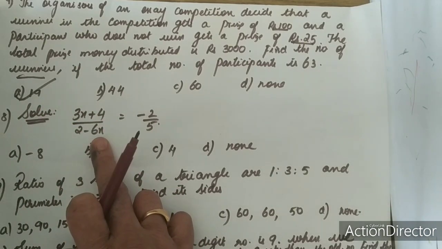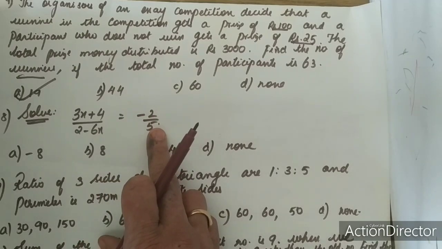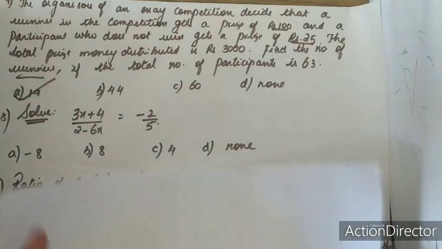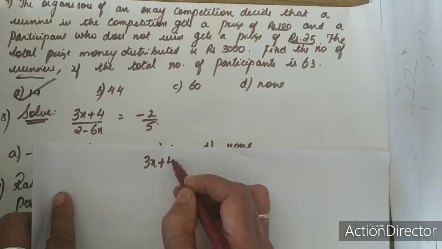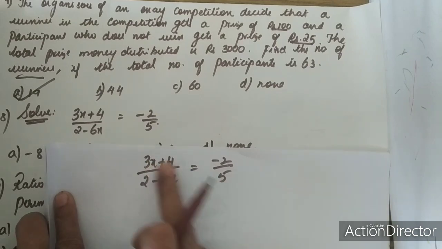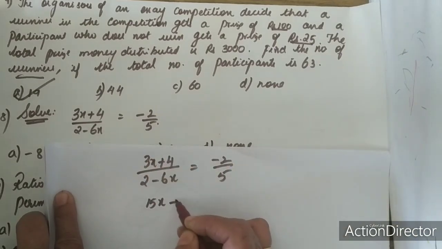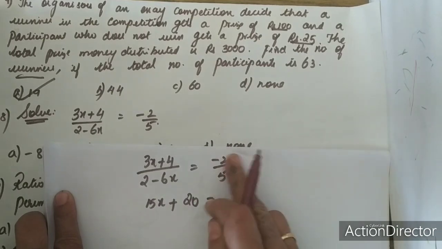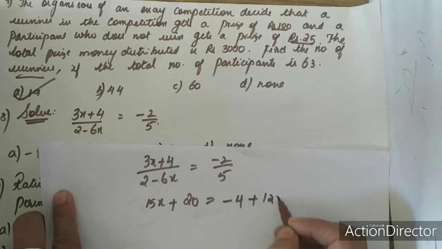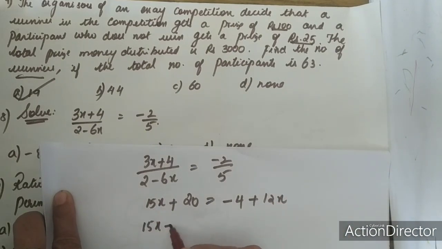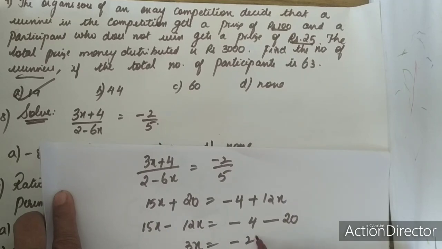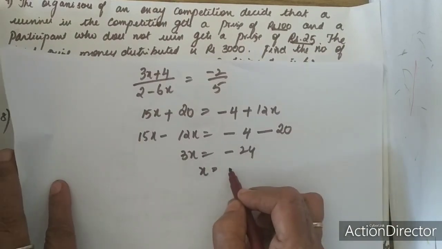(3x plus 4) upon (2 minus 6x) is equal to minus 2 upon 5. We have to find the value of x. So let us solve it as fast as possible. So (3x plus 4) upon (2 minus 6x) is equal to minus 2 upon 5. So you have to multiply orally. 5 3s are 15x plus 5 into 4, 20, equals minus 2 into 2, minus 4, minus 2 into minus 6x, plus 12x. Or 15x minus 12x will be equal to minus 4 minus 20. 3x is equal to minus 24, or x is equal to minus 8.